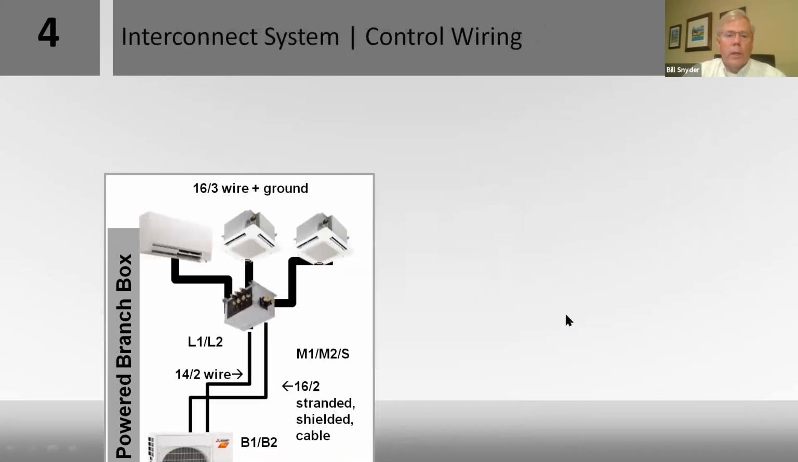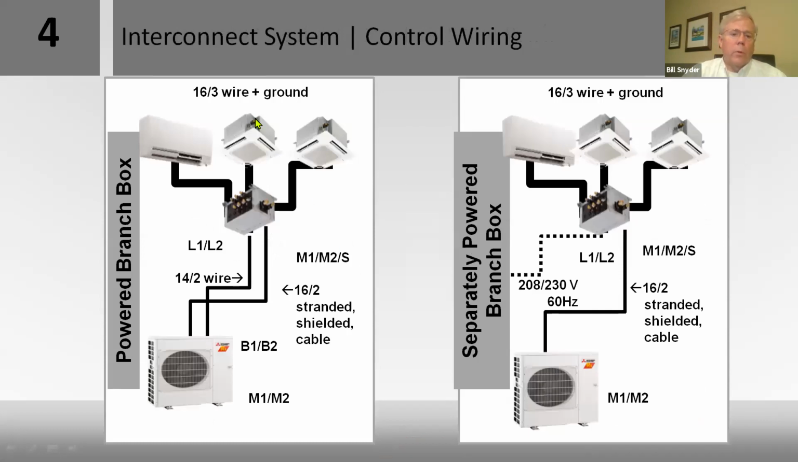And if you go with the branch box type, you go 16-3 between the indoor heads and the branch box. You've got 14 gauge wire between the branch box and the outdoor unit. And you have a 16-2 twisted shielded communication wire that runs between the outdoor unit and the branch box. This is the preferred method of wiring it. You can power the branch box separately with its own power instead of pulling it from the outdoor unit. That will require a separate disconnect.